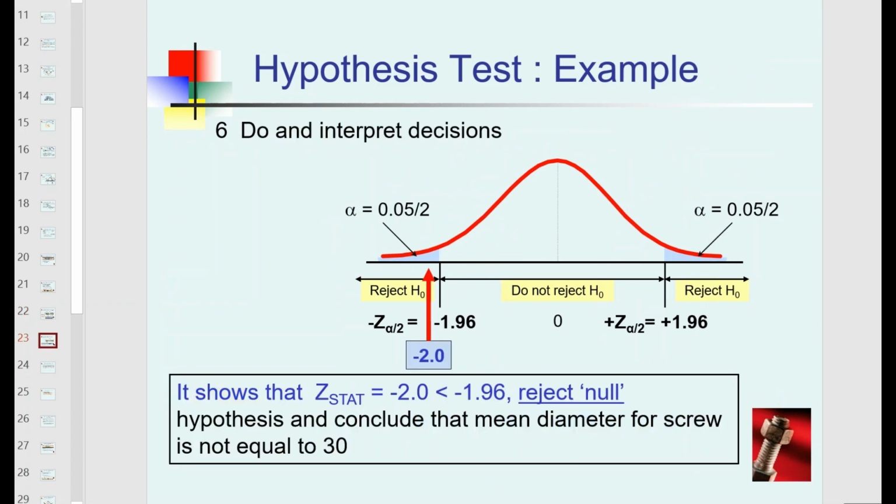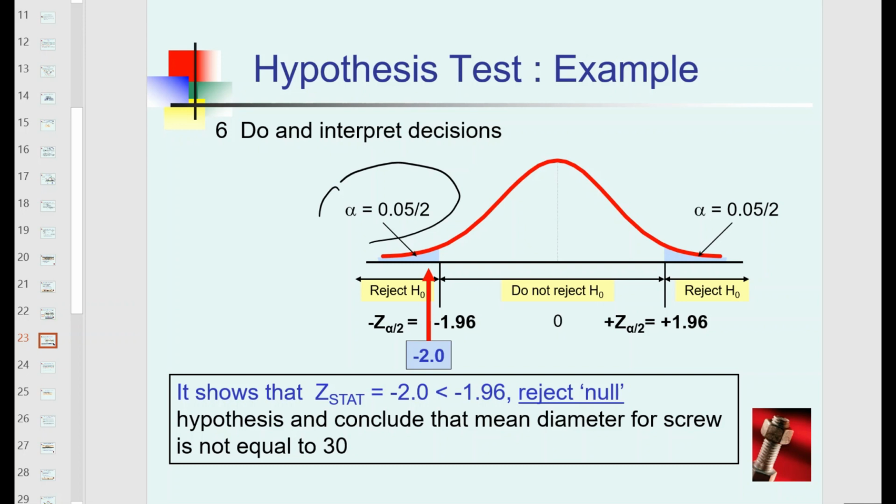Basically, on this slide it's the same thing, the graph. It's already been calculated for you, 0.05 divided by 2. This is how they get 0.025 just now. Now just interpret the decision. It's the same as the previous slide, it's just written in a better way. It shows that this is less than, so we reject H null.